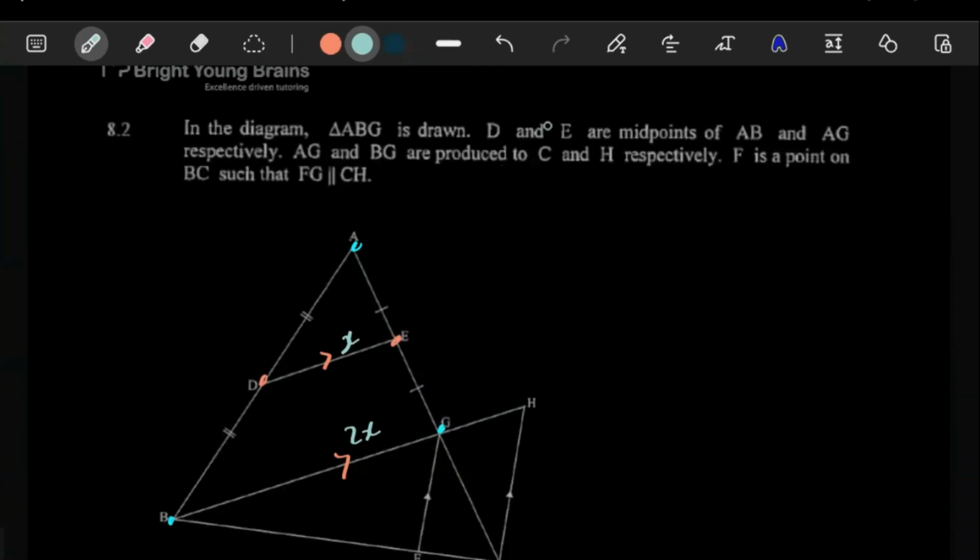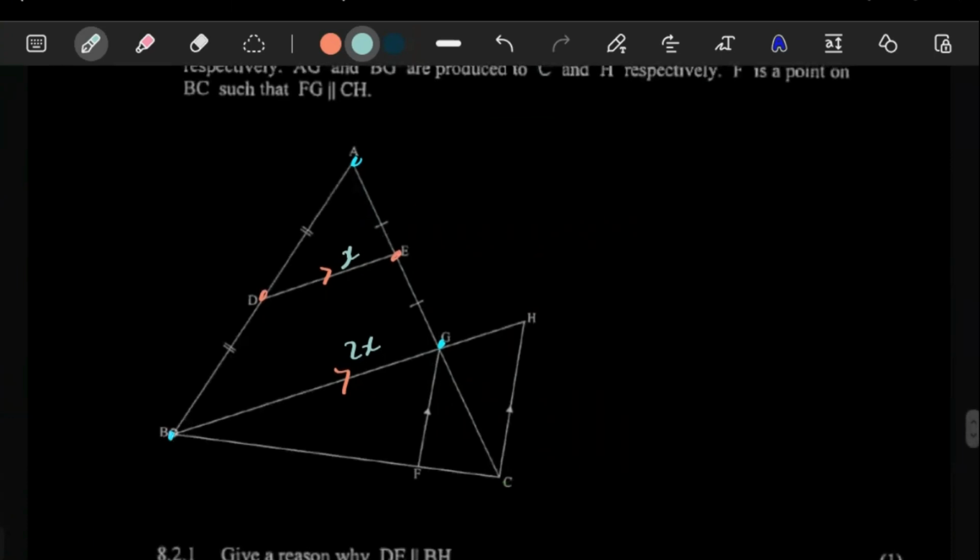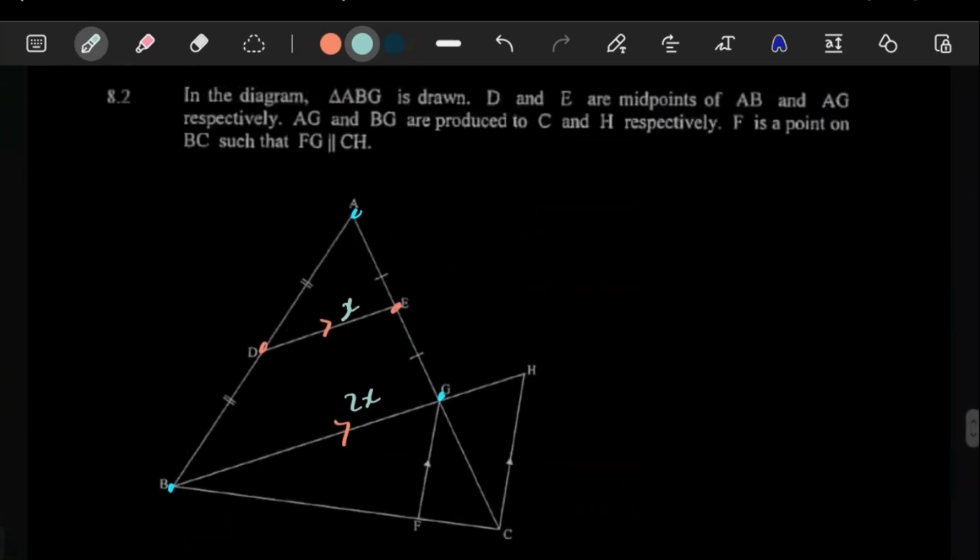are produced to C. Okay, no. Huh? BG produced to C? I think they meant BF and AG are produced to C. That's the only thing that makes sense. But anyway, it says produced to C and H respectively. Oh yeah, this one goes to H, this one goes to C. Then it says F is a point on BC. F, where's F now? There's B and C. Oh, F is there, okay. Then it says these are parallel.